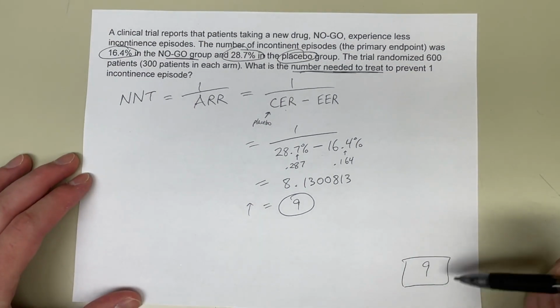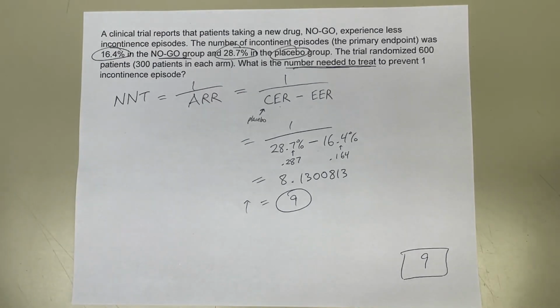And it's always a whole number because it refers to the number of people that you need to treat. Because you can't have a fraction of a person.